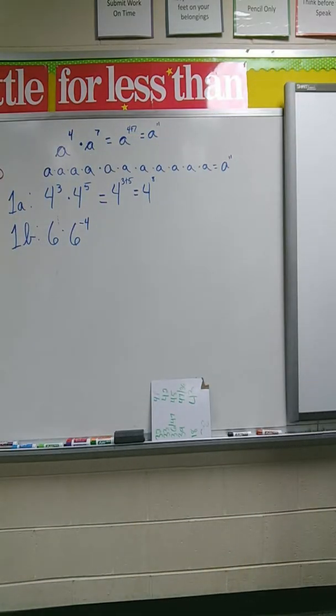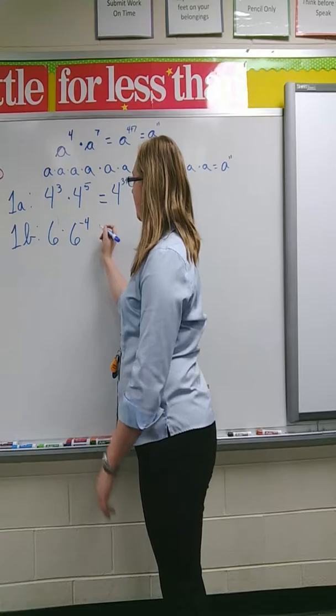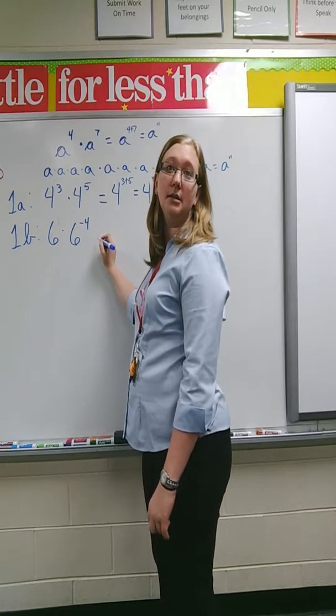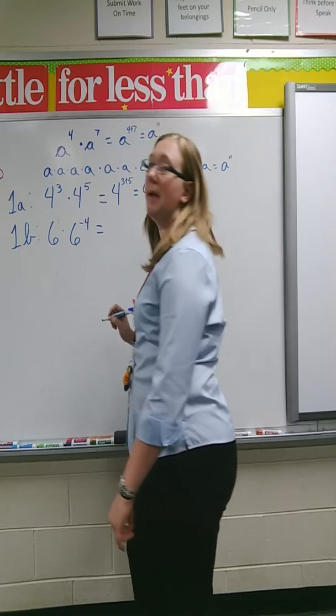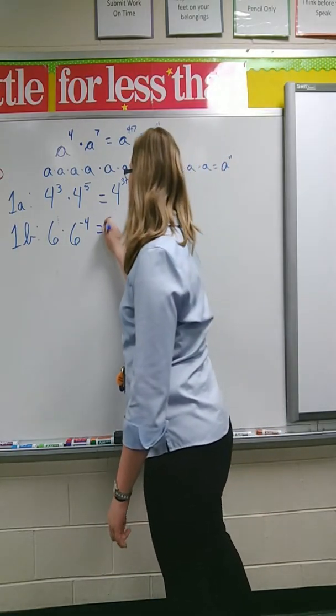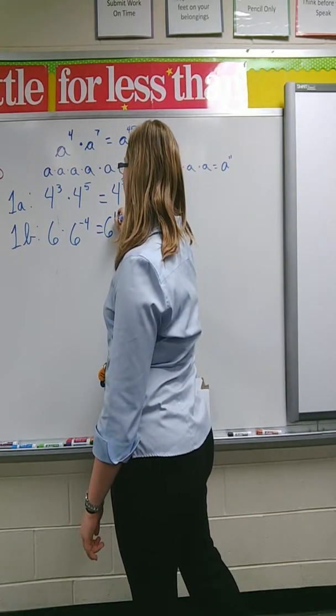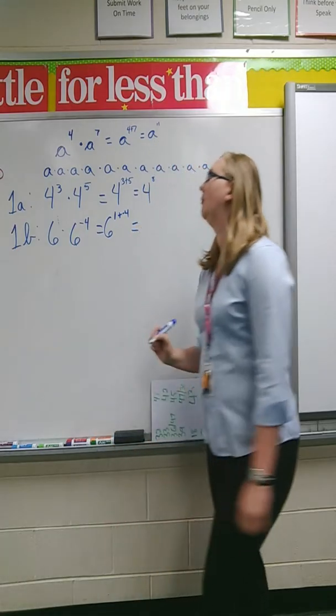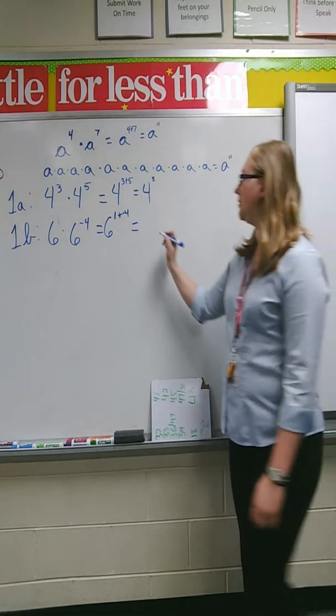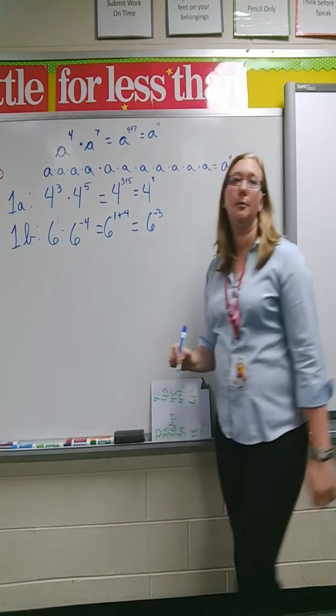Because remember, anything to the 0 power is equal to 1. So 6 to the 0 power equals 1. I need that to equal 6. So it's going to be to the first power. Okay? Yes? Cool. So then I'm going to do the same thing, right? Yes? Okay. What's my base? 6. What do I do to my exponents? Add them. So I'm going to have 1 plus negative 4. What's 1 plus negative 4? Negative 3. So then I have 6 to the negative 3rd power.